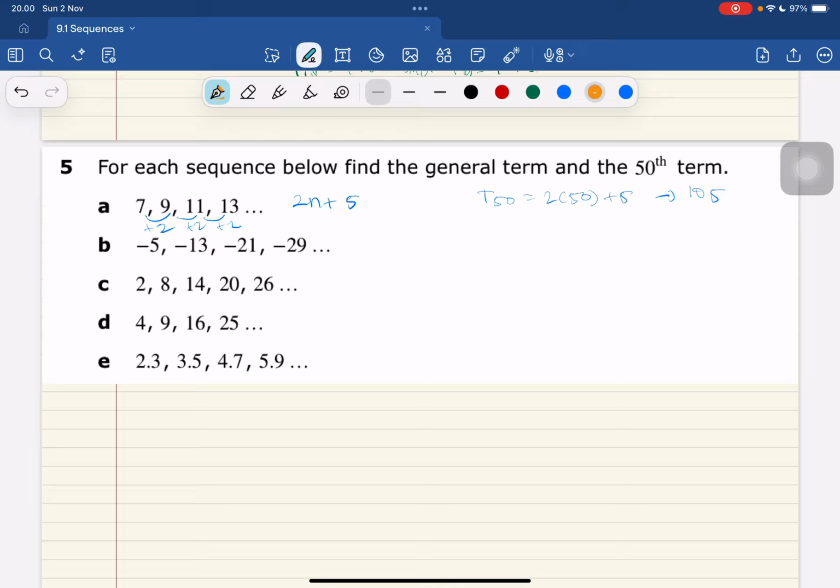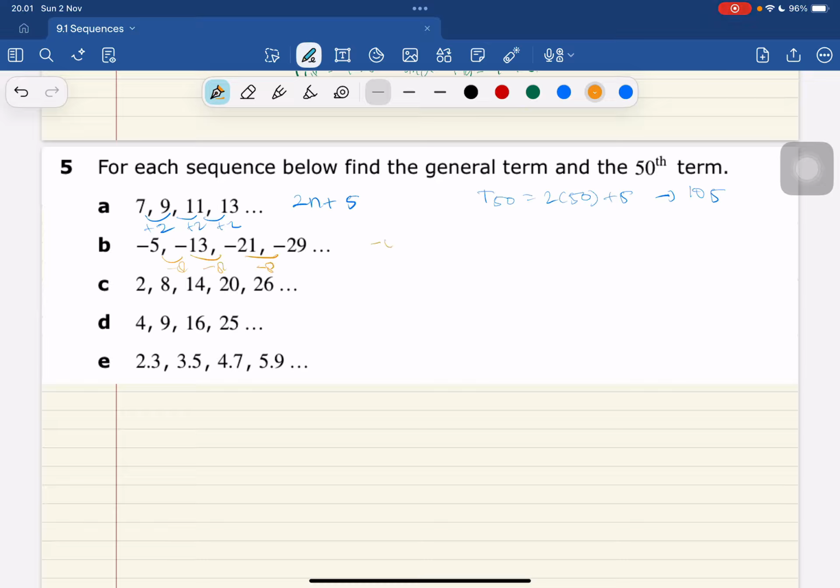Next, we got minus 5, minus 13. So this is not plus, it is minus. So we go from minus 5 to minus 13, so minus 8. Minus 8, also minus 8. So the differences are equal, minus 8.